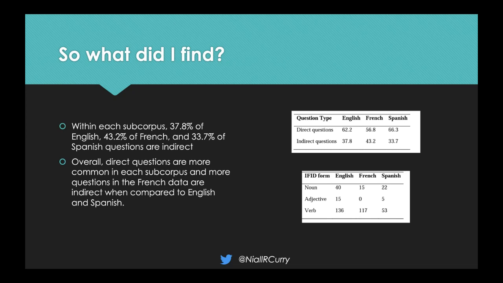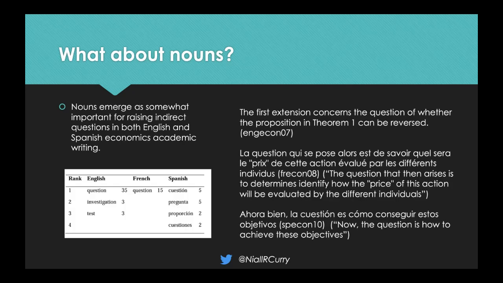When we look at the forms, what we see is nouns are used somewhat, adjectives somewhat, and verbs somewhat again. Verbs were the most common form used in indirect questions. Generally nouns emerge as somewhat important, and you see question words being used, like the noun question in French, or in Spanish, cuestión, pregunta, things like that. So these question words are used to evoke indirect questions, which is what we might expect in terms of the forms we would look for.